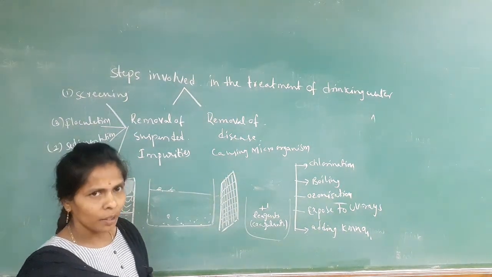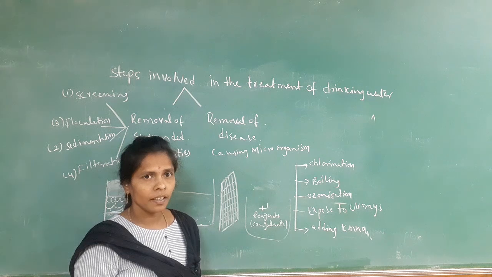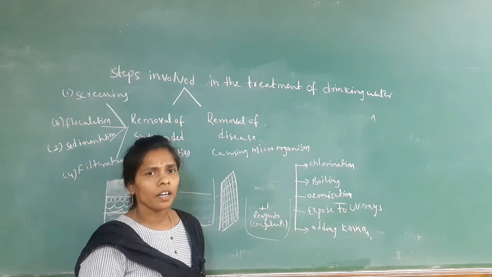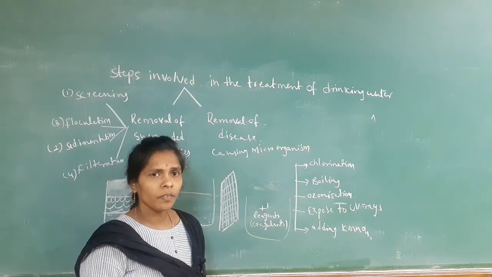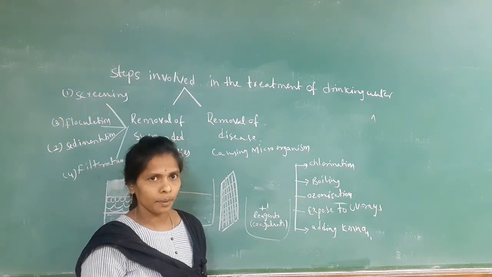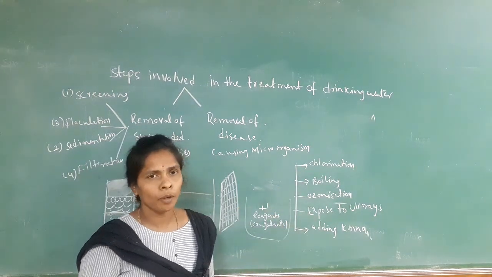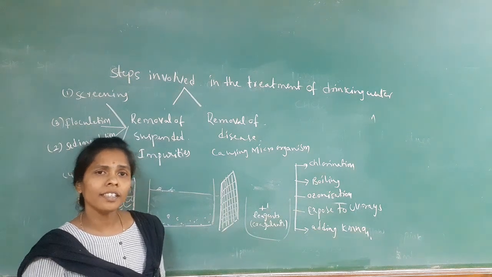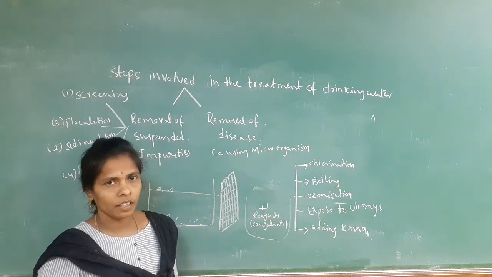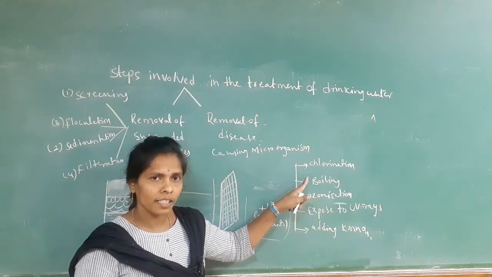One well known technique is boiling, the method we use for domestic purposes. When we boil the water, all the disease causing microorganisms are killed by heat. And chlorination and ozonization, these two are very important techniques. Chlorination is adding a sufficient amount of chlorine to kill the entire bacteria in the water sample.